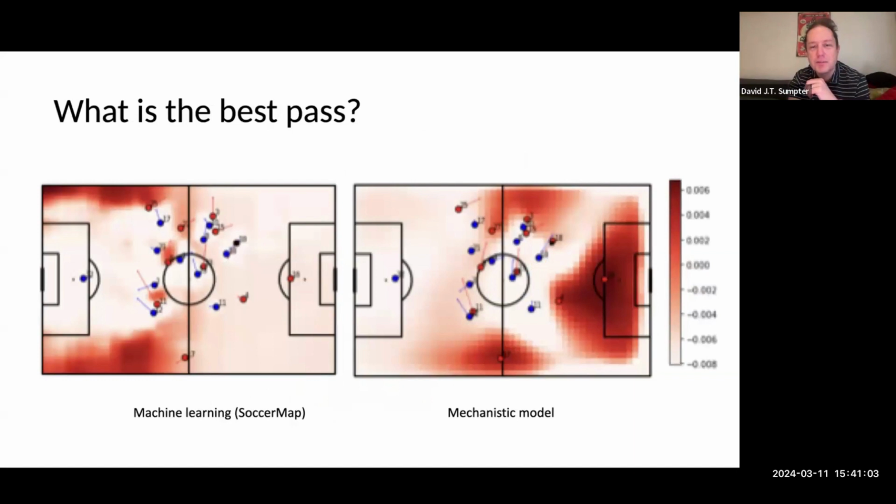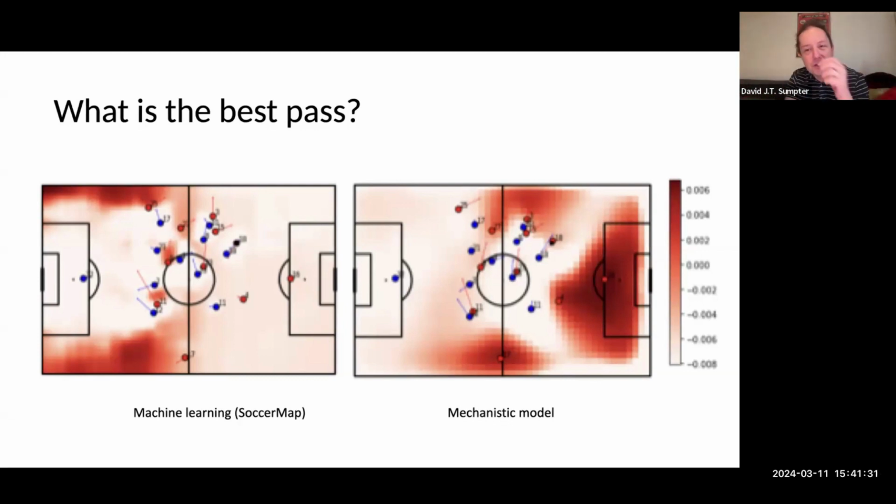Sorry, this picture is a bit pixelated. I don't know what happened to it. The picture on the left is the machine learning model, and the picture on the right is the mechanistic model. Sorry, you can't see this clearly, and my pointer doesn't work. The ball is on the right-hand side of the pitch with player 18. You can see these two models are making very different predictions about what the best pass is.